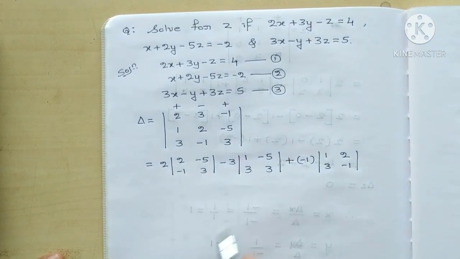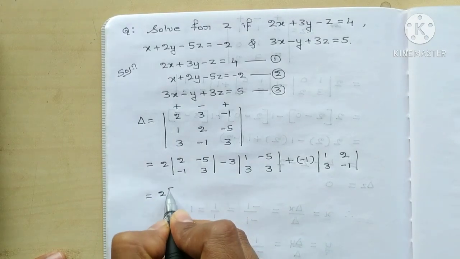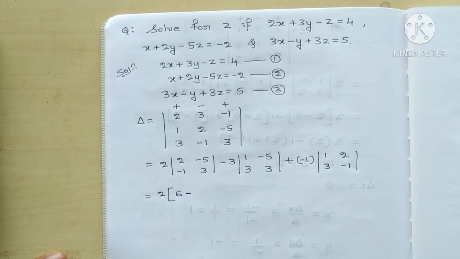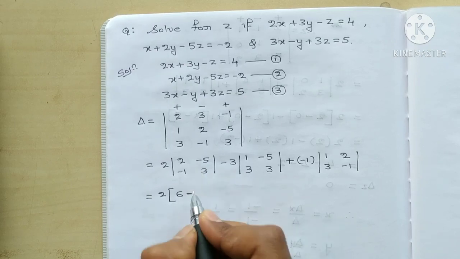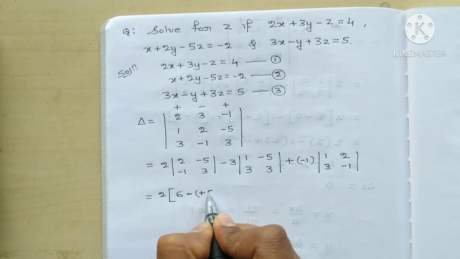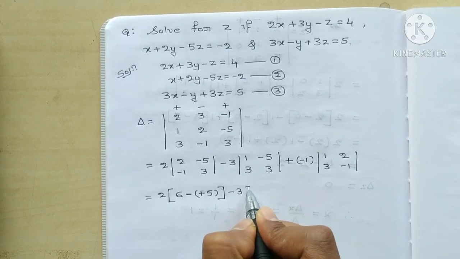Now apply the rule. So this equals, again in bracket, 2 into 3 is 6. Middle always with sign minus. Next minus into minus goes to what? Plus. Correct? You can mention it, no problem. Plus 1 into 5 is 5. Close this. Minus 3 into bracket.